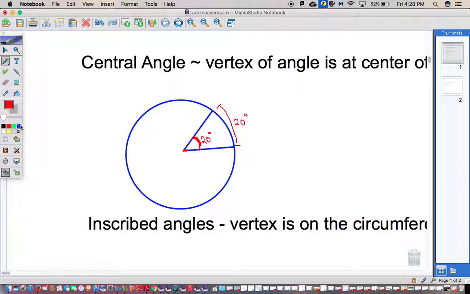Okay? And conversely, if the measure of this arc, let's say, is 30 degrees, then the measure of this angle here would be 30 degrees. So these two measures are exactly the same. One is the angle measure and one is the arc measure. Okay, so for a central angle, if we have a given measurement, the arc that is intercepted by the angle is going to be the same value.